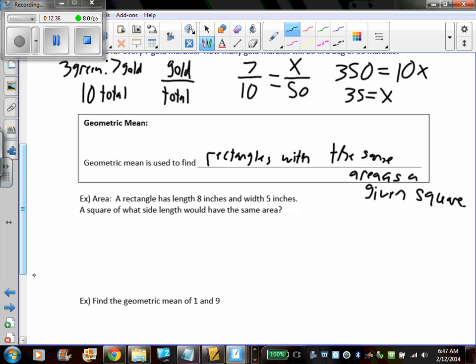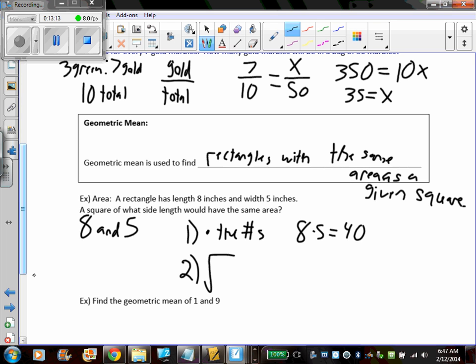So, for example here, we're told that we have a rectangle that has a length of 8 inches and a width of 5 inches, and we want to know what the square's side length would be that would have the same area as this rectangle. To calculate the geometric mean of 2 numbers, in this case 8 and 5, it's a 2-step process. First step, multiply the numbers. So here we have 8 times 5, which is 40. And the second step is to take the square root. So we have square root of 40.